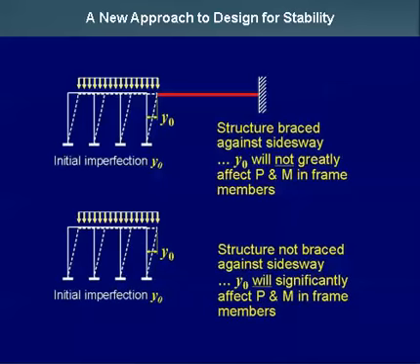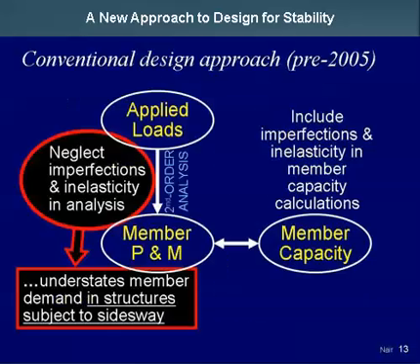But suppose it was unbraced, not braced against side sway. Now you can see that because of that y0, I think you can just see it intuitively, how that y0 will affect the forces and moments in that frame, obviously. So this error that we have traditionally been making of neglecting imperfections and inelasticity in the analysis understates member demand in structures subject to side sway.